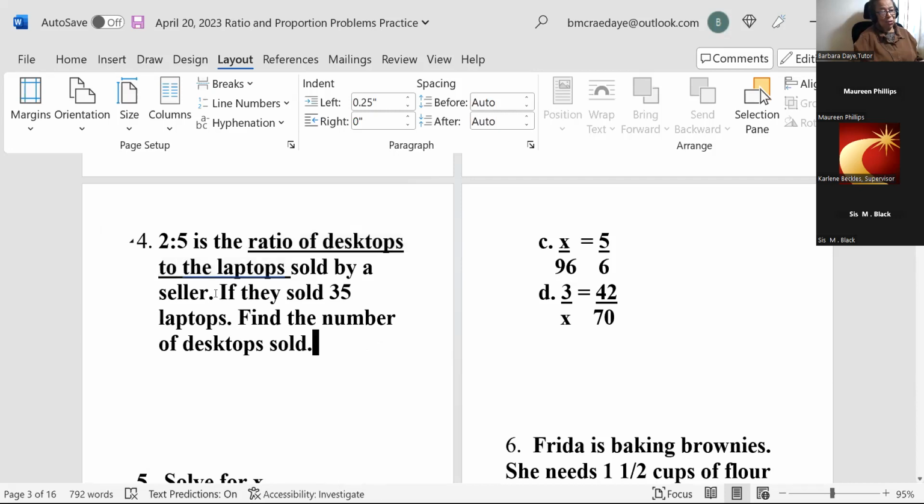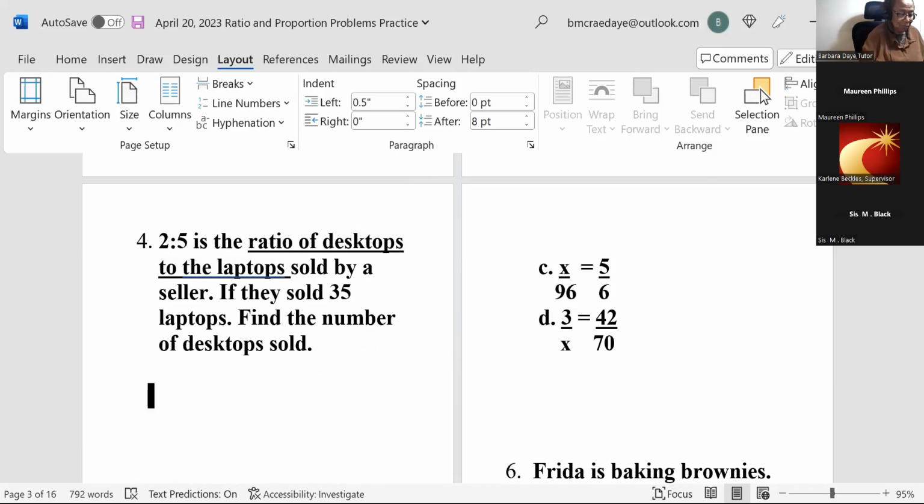The ratio 2 to 5 is the ratio of desktops to laptops. It's 35 laptops. How many desktops did you sell? Did you set it up, Maureen? Tell me what you wrote. What's your ratio? I put 2 to 5. Okay, you put 2 over 5.